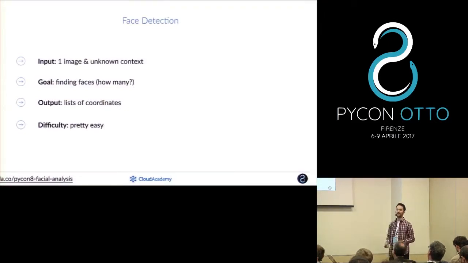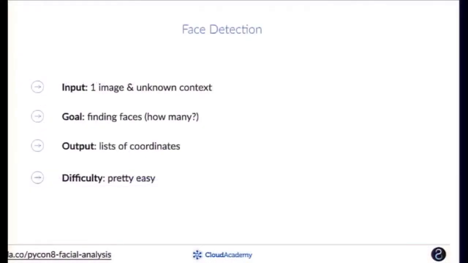We have an image. We don't know anything about that image. There could be no face, so that's also a case. We want to find faces. How many are there, where they are, the location, the bounding box, or the landmark points of a face, like where are the eyes and stuff like that. And the output would be a list of coordinates about faces and points and bounding boxes.